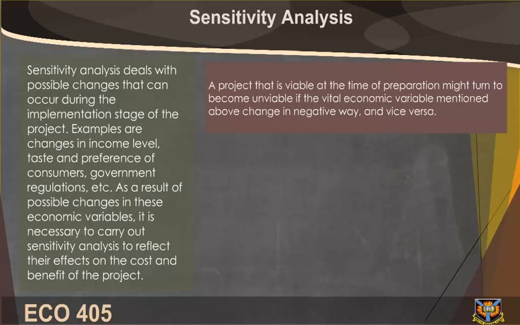Sensitivity analysis. Sensitivity analysis deals with possible changes that can occur during the implementation stage of the project. Examples are changes in income level, taste and preference of consumers, government regulations, and so on. As a result of possible changes in these economic variables, it is necessary to carry out sensitivity analysis to reflect their effects on the cost and benefits of the project. A project that is viable at the time of preparation might become unviable if the vital economic variables mentioned above change in a negative way, and vice versa.